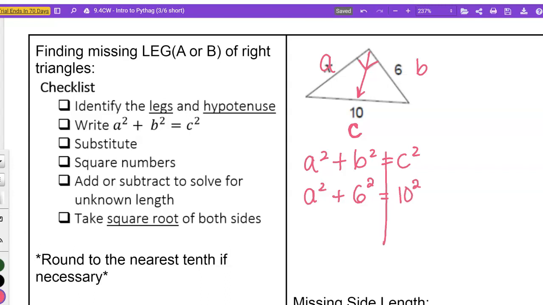So my process is the same here. Go ahead and square my numbers. So A squared stays, 6 squared is 36, and 10 squared is 100.